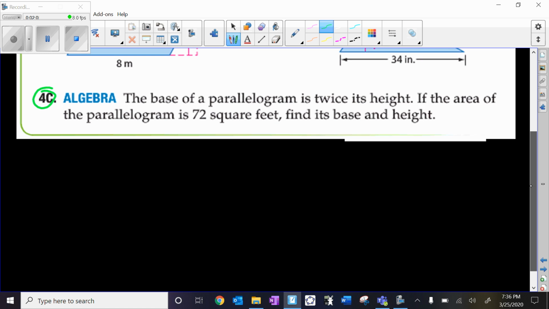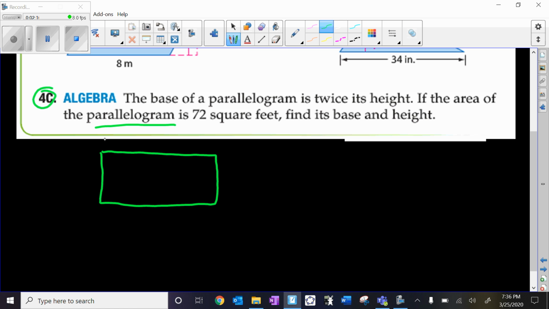So I would recommend drawing a picture. We don't have one this time. I do know that I'm dealing with a parallelogram. We're going to draw out a parallelogram, however you want to draw your parallelogram. There's mine. It kind of looks like a rectangle, and that's okay. A rectangle is a parallelogram. And we know that the area of this is 72 feet squared. I'd also recommend writing down how to find the area of a parallelogram in general. And we know that that is base times height.